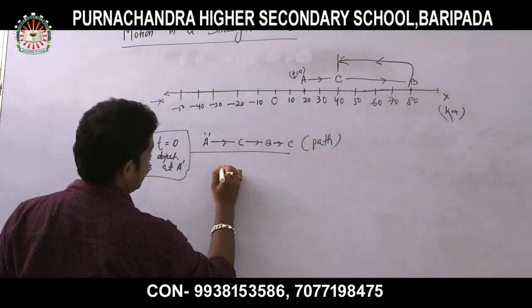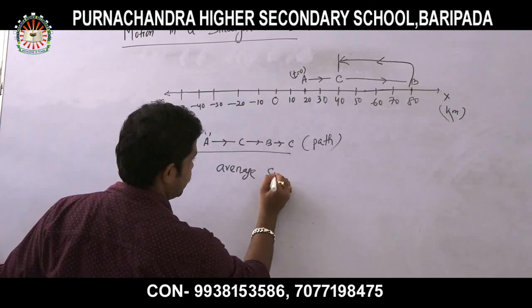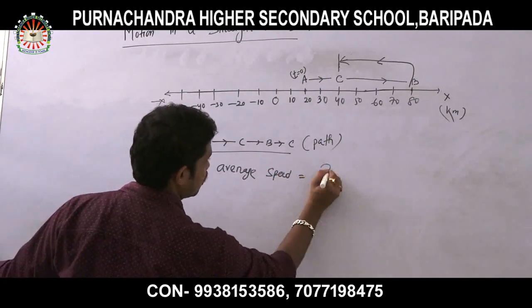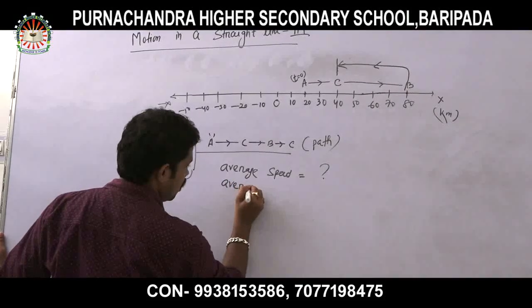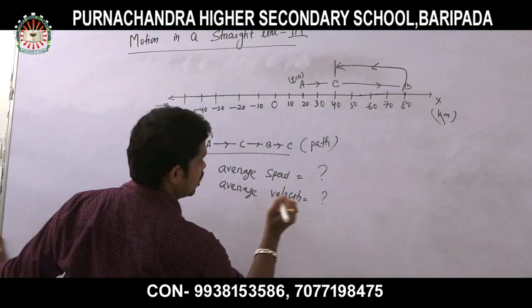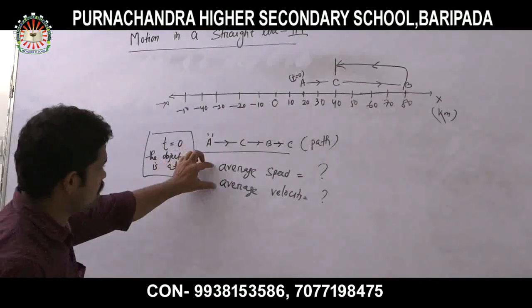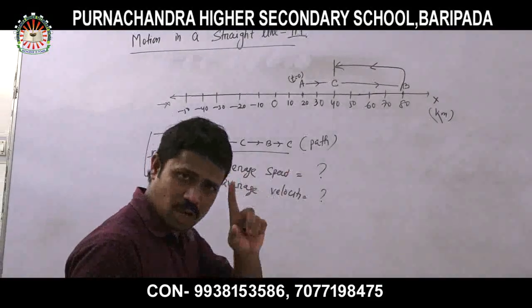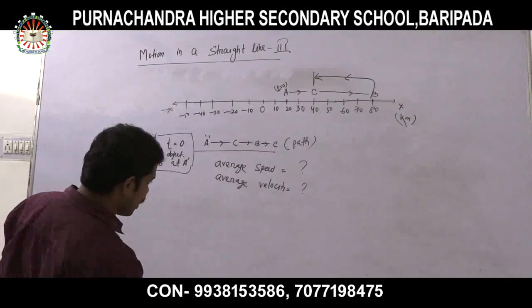Now I have to find out the average speed of the object, and I have to find out the average velocity of the object. These are the two things we are going to find out. These are the two important points. What is the average speed of the object? What is the average velocity of the object? So let us find out one by one.